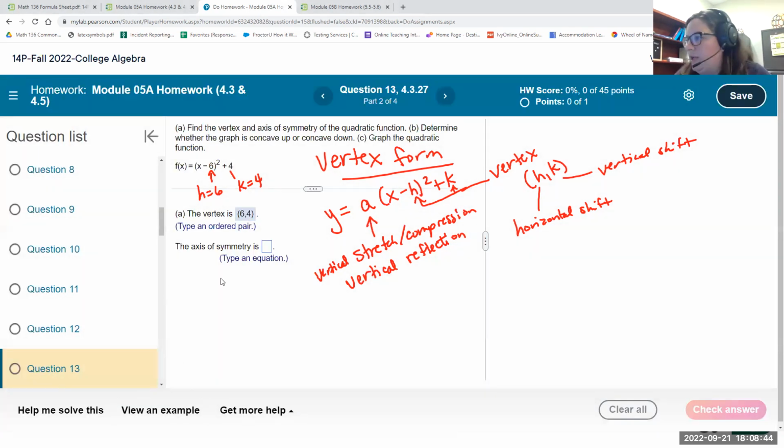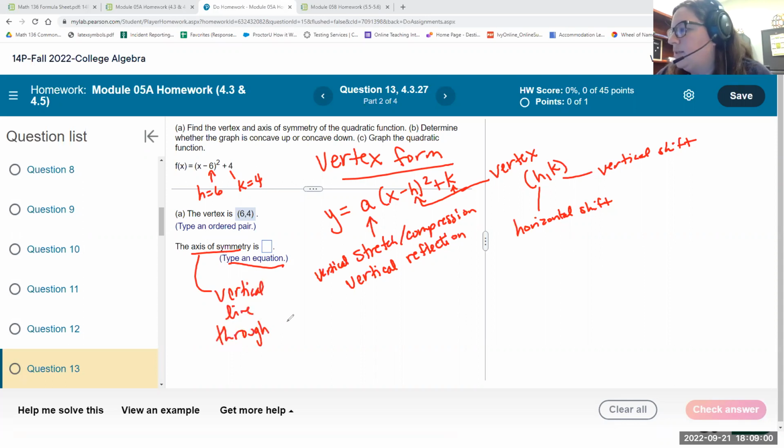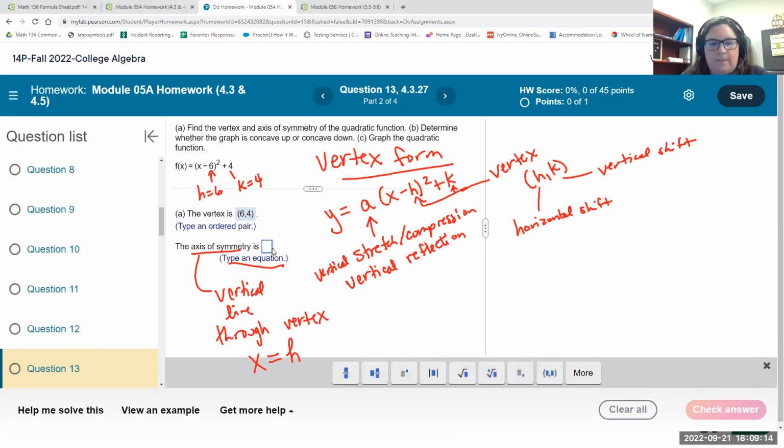The axis of symmetry, it says type an equation. So that's one thing. It's got to have an equals in it and a variable. But the axis of symmetry is the vertical line through the vertex. So the equation for the axis of symmetry is always going to be x equal to that x coordinate of the vertex, h. So in this case, x equals 6. But because it's represented as an entire line, just typing in 6 isn't enough. It has to be x equals 6.